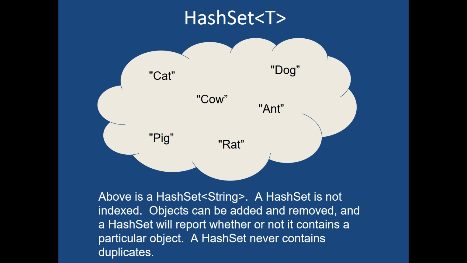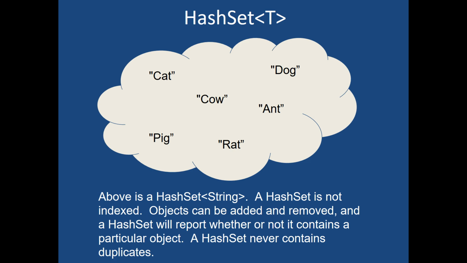A set doesn't have an index. Right. So there's no notion of an index in a set. If you have a set, you don't ask a question like, what is at index 0? What is at index 3? A set either contains or doesn't contain something. And it cannot contain duplicates. So you wouldn't have 2 cows in this hash set of strings. Only one copy of each thing.